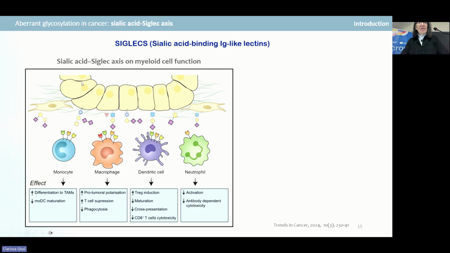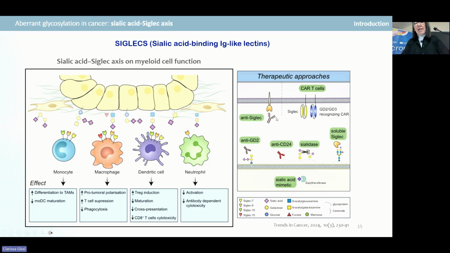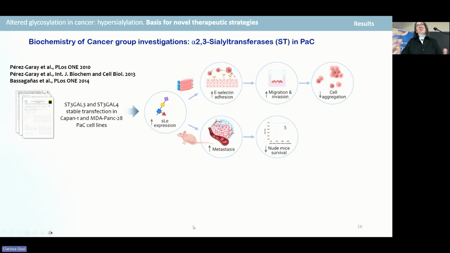The interaction of Siglecs takes place with many types of immune cells like monocytes, macrophages, dendritic cells, and neutrophils, and nowadays therapeutic approaches are developed and focused to interrupt these interactions using antibodies, anti-Siglecs antibodies against some of the sialylated antigens, sialidases, or for instance, sialic acid glycomimetics. That is one of the approaches we are developing now. So this is like the introduction, and now I will tell you our work in this area.